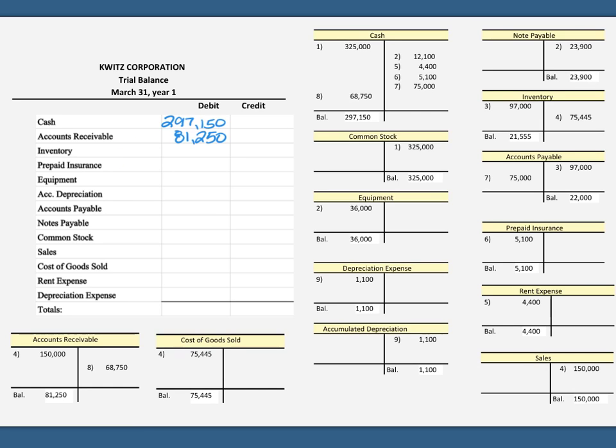Let's look at a liability real quick. It's accounts payable, $22,000 credit balance. And we have a note payable, $23,900. Our equity account, we only have one, common stock. That's also a credit account, $325,000.